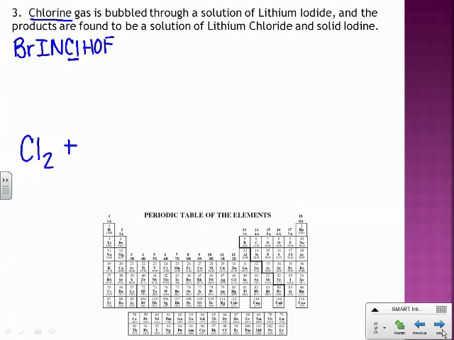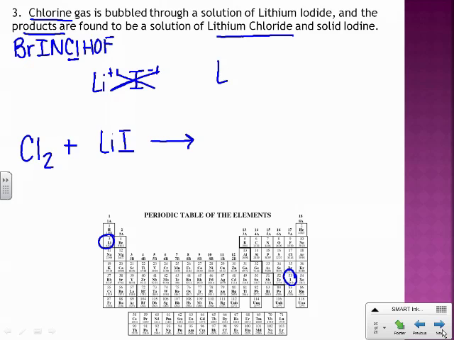It says it's bubbled through a solution of lithium iodide. So I have lithium. Lithium comes from group 1, so it has a +1 charge. Iodine is in group 17, so it has a -1 charge. Crisscross those, and I get LiI. And then it says the products, so arrow, are found to be a solution of lithium chloride. So lithium, again, is group 1. Chlorine is in group 17, so I have a -1 charge. Crisscross those, and I get LiCl. And then it says the other product is solid iodine, so plus iodine.